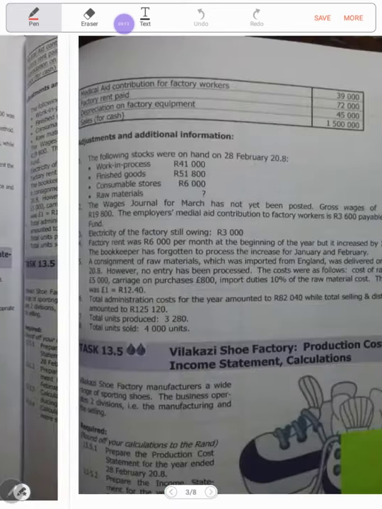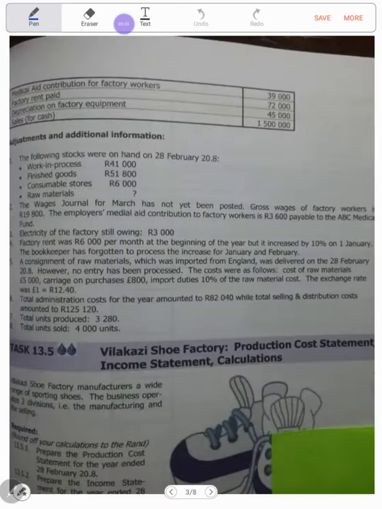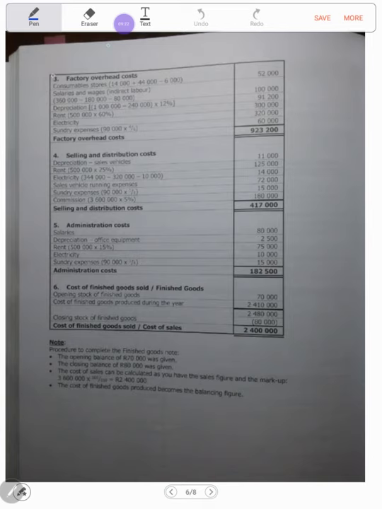All right, so moving along, we are now going to work out our factory overheads. What is factory overheads, you ask? When we answered task 13.1, we identified factory overheads as the factory expenses that are incurred by the factory. All right, it's expenses incurred by the factory. No other department in the business, solely the factory.